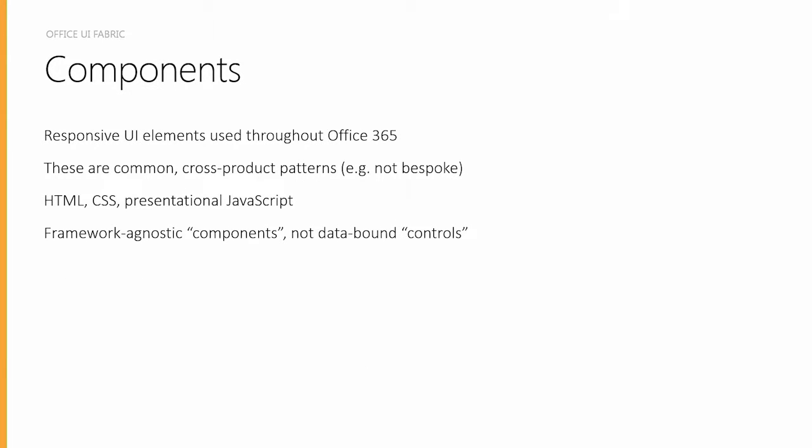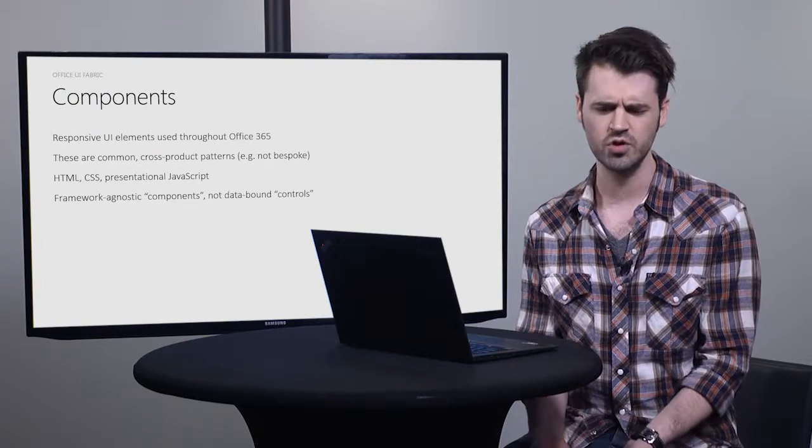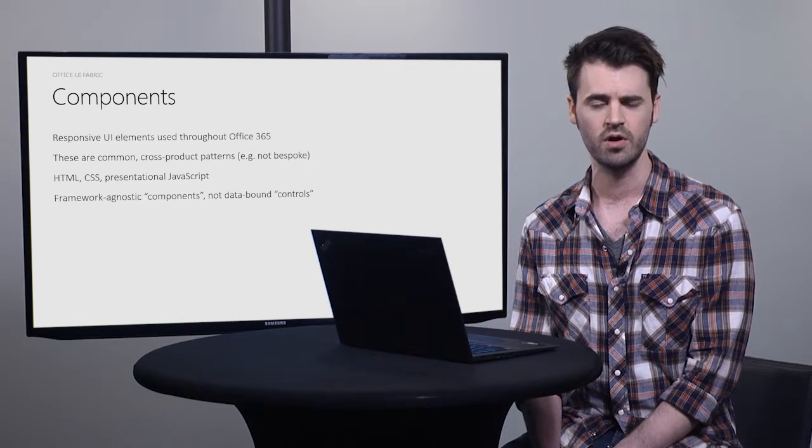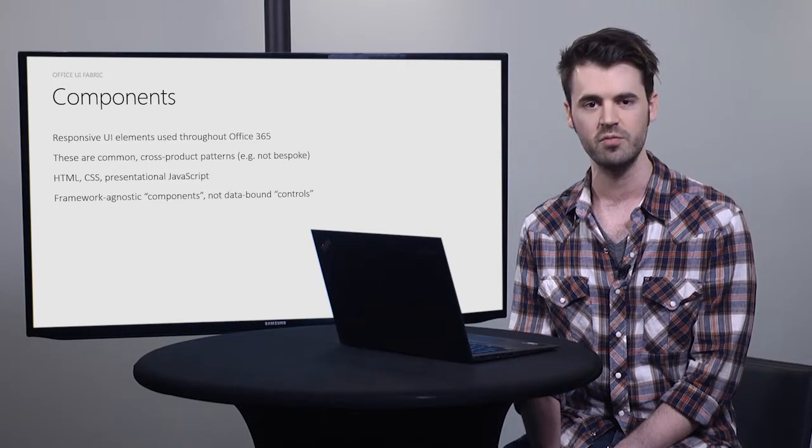So when I talk about components, think of components as just the building blocks for your UI and your UX. They are common cross-product patterns, not things that are bespoke or specific to, say, OneDrive, SharePoint, or Project. These are things that are more broad and generally applicable. They're also all built using HTML, CSS, and what we refer to as presentational JavaScript. So think of the JavaScript that's included as enough to help explain the design, like the pivots on a persona card or the selection behavior inside of a people picker.